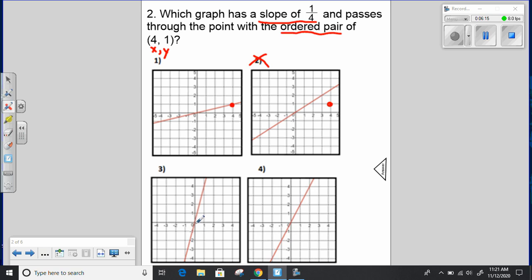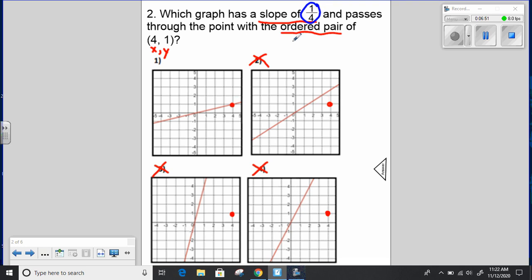Looking at graph 3, if I start at my origin and go right 4 and up 1, that point is nowhere near this red line, so graph 3 is also a bad choice. And graph 4, I start at the origin, I go right 4 and up 1. The ordered pair 4, 1 would be here, and that is not on this red line, so graph 4 is also a bad choice. So I'm pretty sure the answer is graph number 1 because it's the only graph with this ordered pair, but I also want to check for a slope of 1/4.